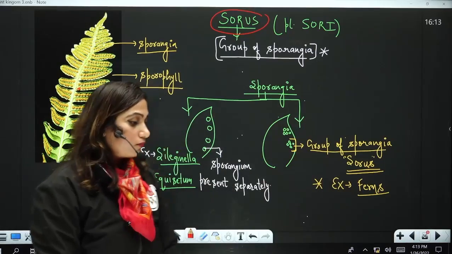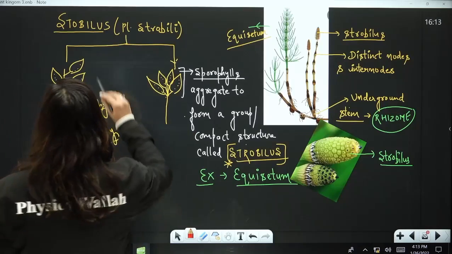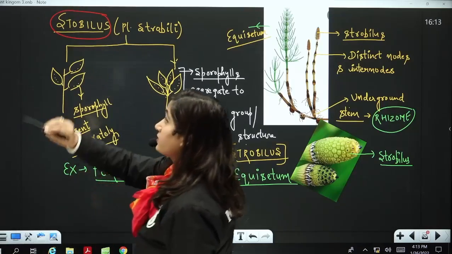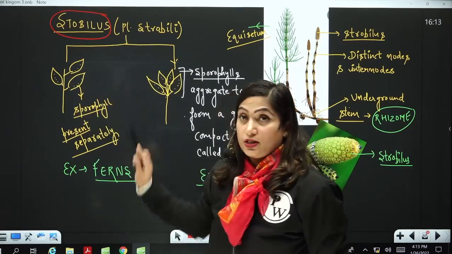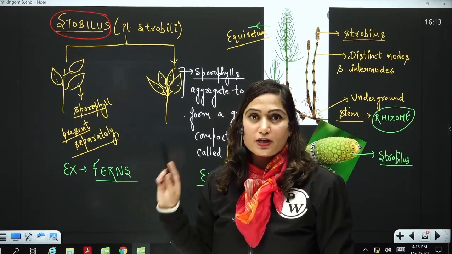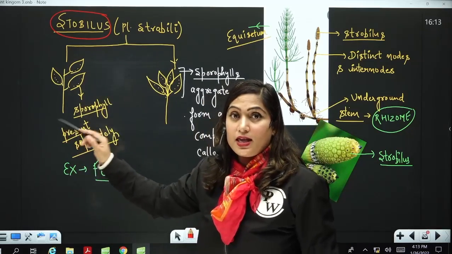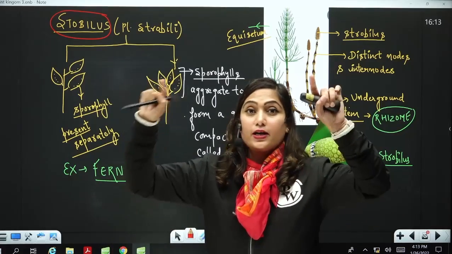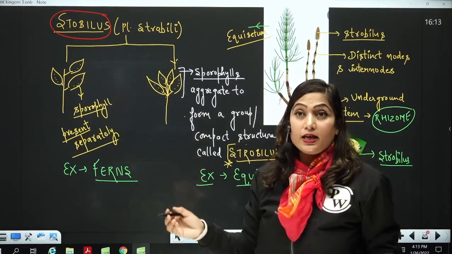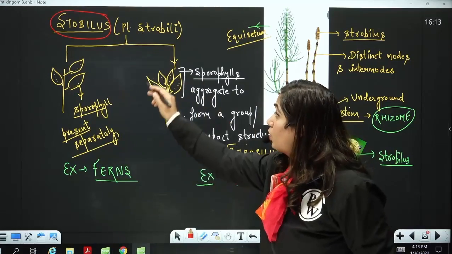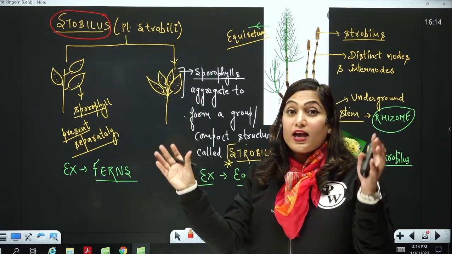Clear? Now, let's discuss another important term, strobilus. Listen carefully. These are sporophylls. Special leaves bearing sporangia, sporophylls. These kind of leaves can be present separately on the plant, or these kind of leaves can come together to form a group. All the leaves which have sporangia, they can come together.